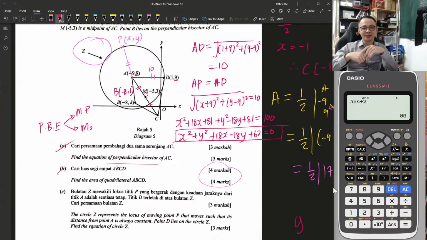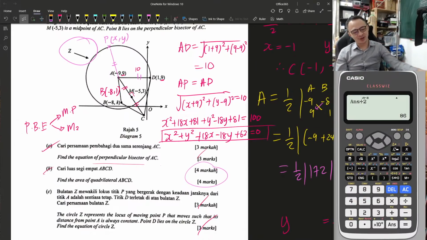Alright, so yeah, this is how we get the last 3 marks. So total is about 10 marks. Any questions so far for these 10 mark coordinate questions?